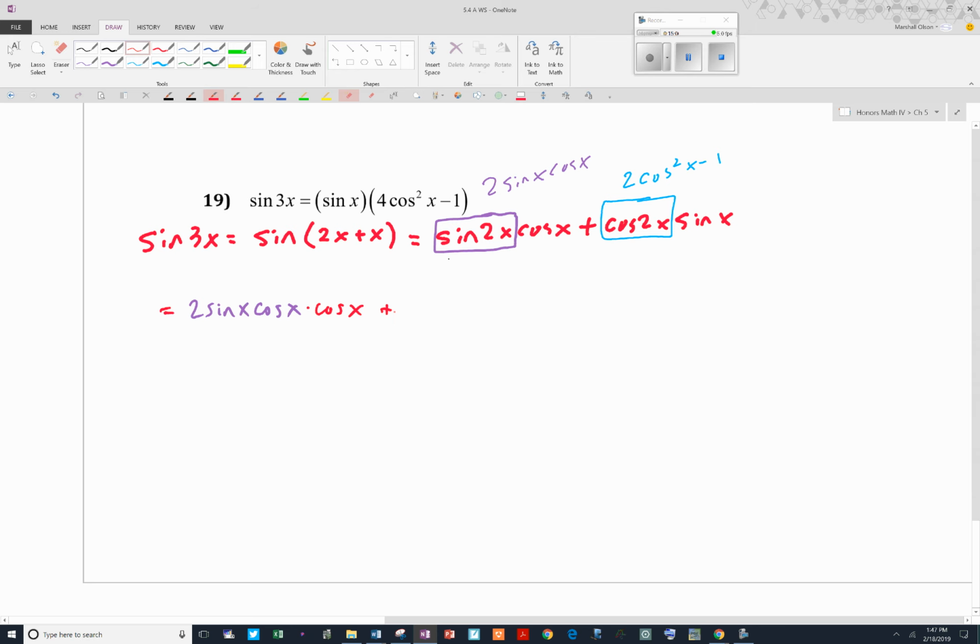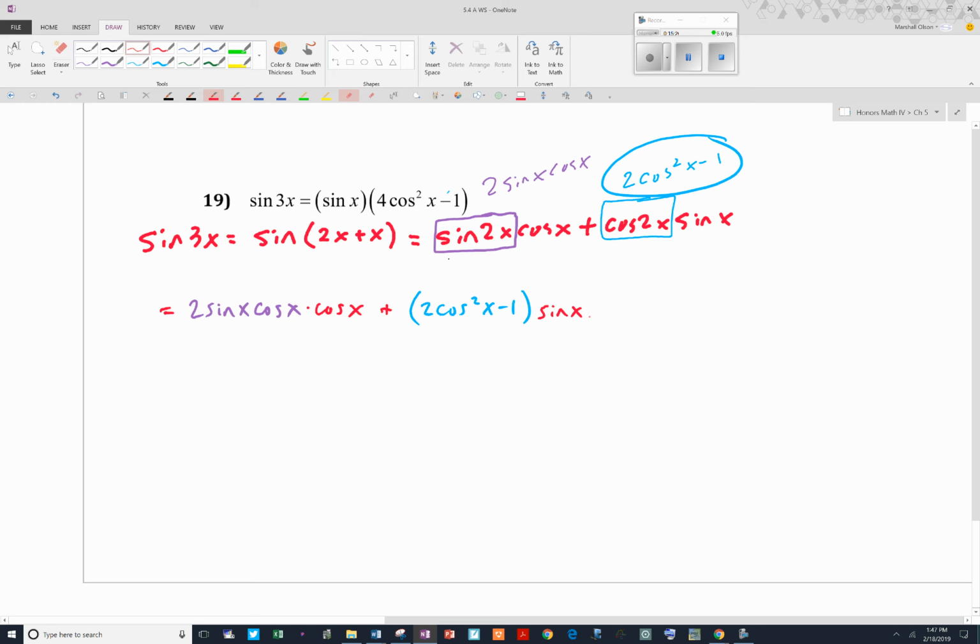Now the reason why I picked this one out of the other two is basically what I have on the right hand side there. It looks kind of like that. It's got the cosine squared minus 1, so I figured that would be the right thing to go with. So let's go ahead and replace that. 2 cosine squared minus 1, and then I got the sine of x right here.